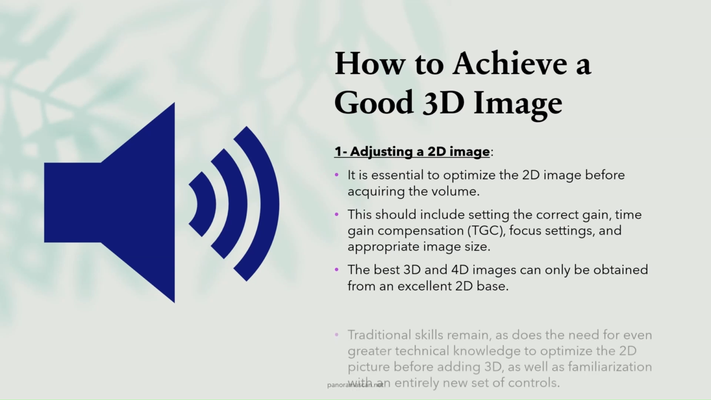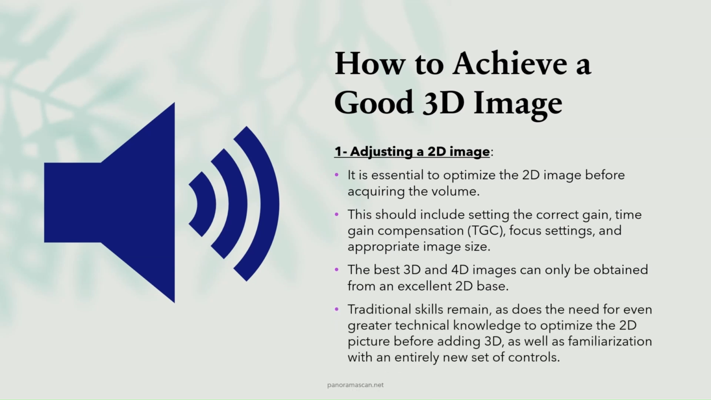Once the 2D image is optimized, the next step is to become familiar with the new controls specific to 3D and 4D ultrasound imaging. While the 2D image optimization remains critical, sonographers must also master a range of new parameters such as volume acquisition settings, region of interest adjustments, and controls for volume rendering. Proper use of these controls ensures that the 3D image is well constructed and reflects the target anatomy accurately.